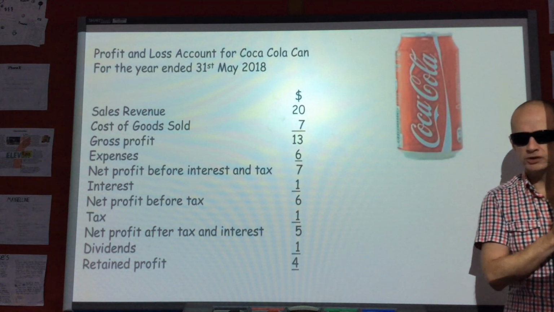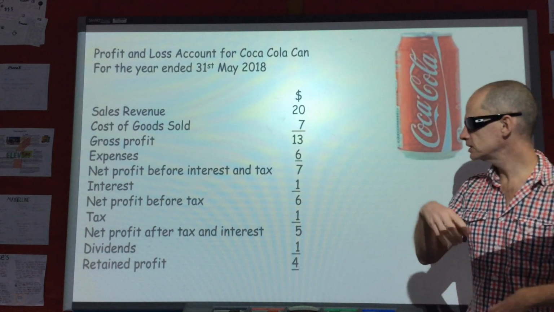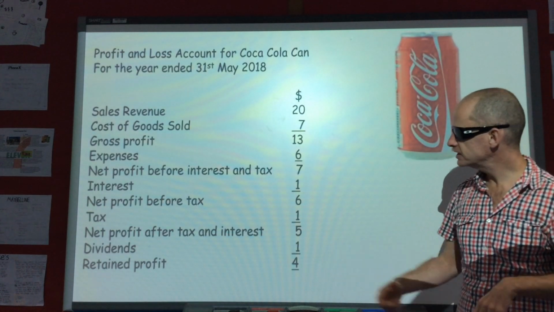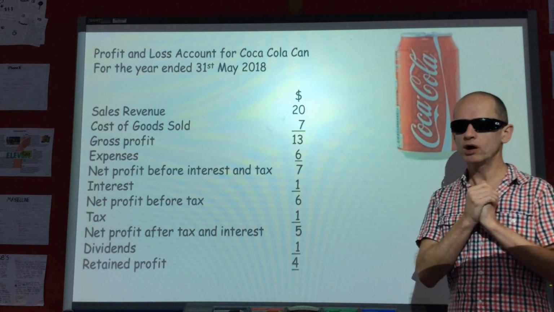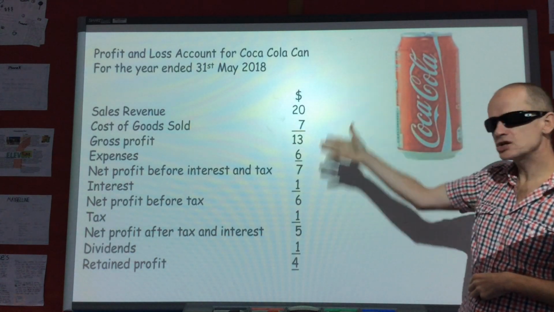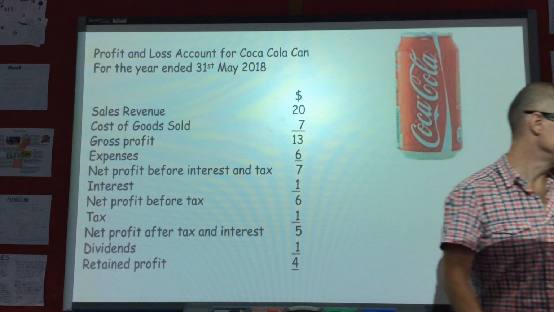Then companies have a choice to make. Do they pay high dividends? Do they not pay dividends? So I said here the dividends are 1. That means the retained profit is 4. That should be reasonably straightforward for you to understand.